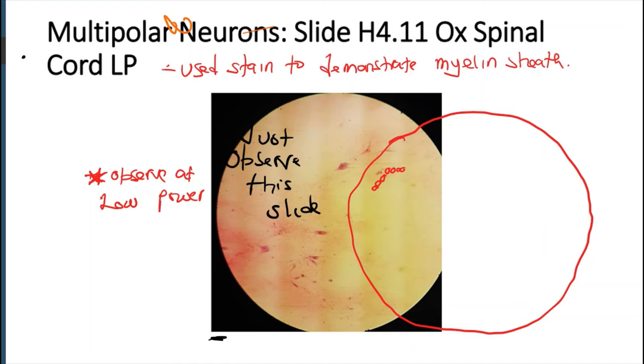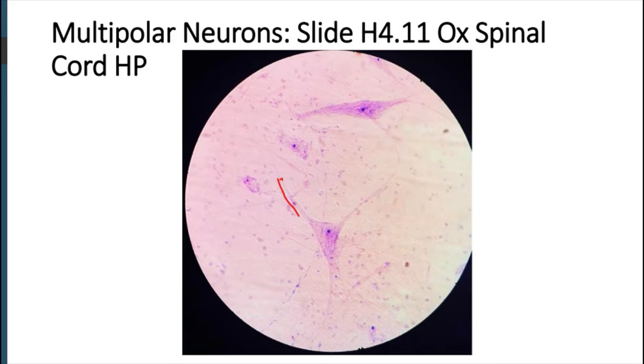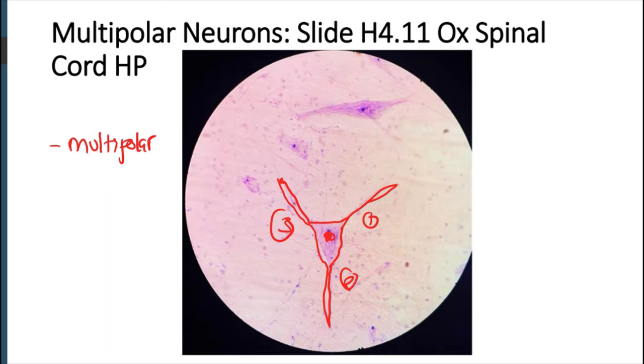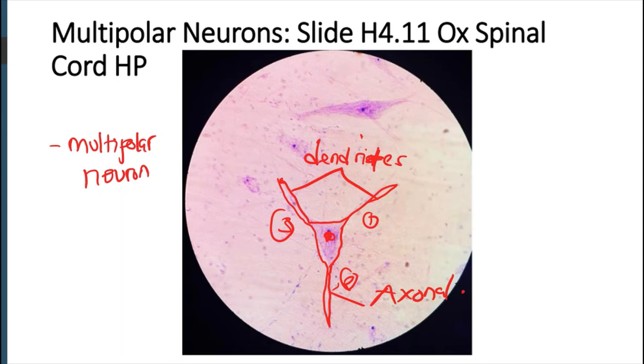So at high power, you're able to see this cell here. This cell has got this process here. There's another process here. And then it has a nucleus. So you can see this is process 1, process 2, process 3. Because it has more than 2 processes, it is termed a multipolar neuron. So you can just say these 2 are dendrites, and then this here is an axon. So you draw that and you label it like that. This one here is the nucleus. And this is the cytoplasm. So you draw that and you label.